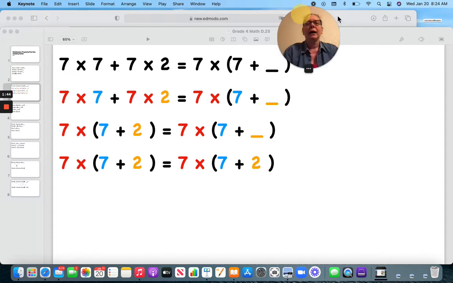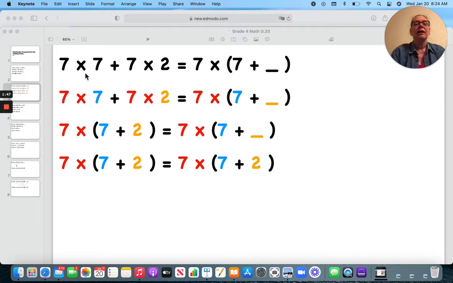So here I have 7 times 7 plus 7 times 2 equals 7 times 7 plus something. Now I color-coded this so you can kind of see where my numbers are. See how I have my 7 times all the same there? So I made them all red. 7 times 7, and then I added 7 times 2. So that means I'm going to add the 7 and the 2. 7 times (7 plus 2).